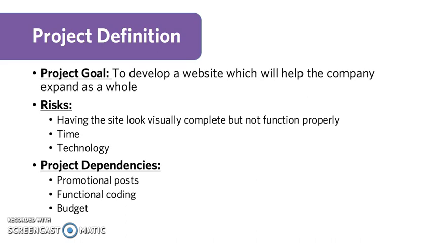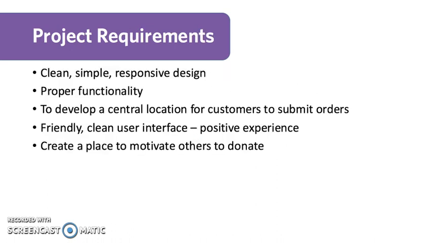So to come up with a project definition, I first had to decide on a project goal, which would be to develop a website which would help the company expand as a whole. Now, with every project, there are risks, and some of the risks that I would have to face would be having the site look visually complete but not function properly, time and technology constraints, and even my knowledge of code and having to do a lot of research to achieve certain features. There's also project dependencies, which include use of social media and hashtags for promotional posts, functional coding so the site works properly, and a budget for hosting and art supplies aside from donations.